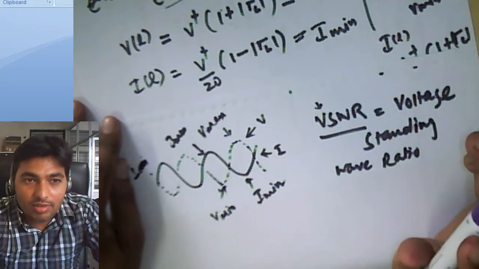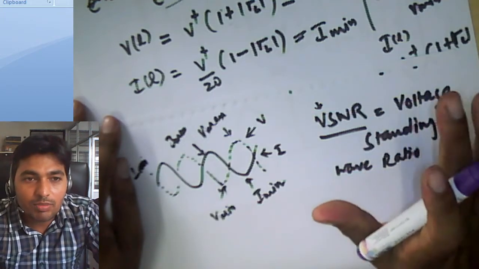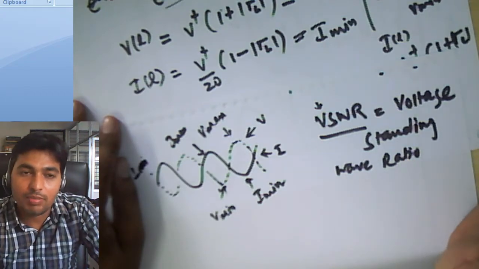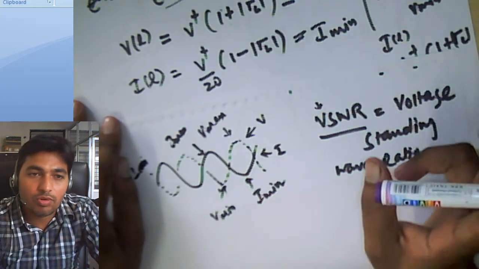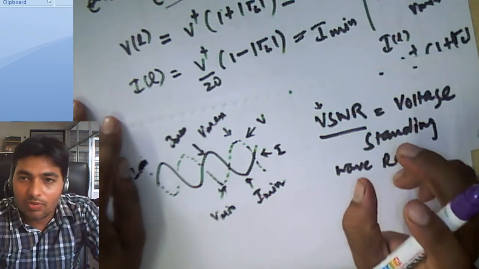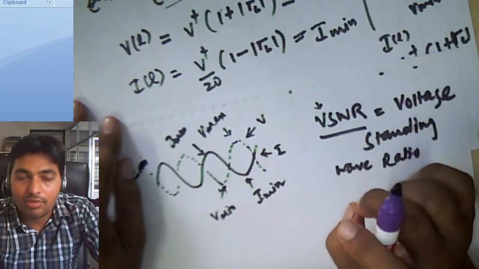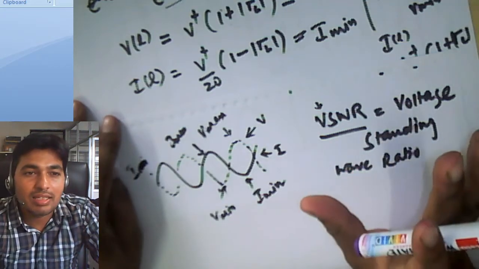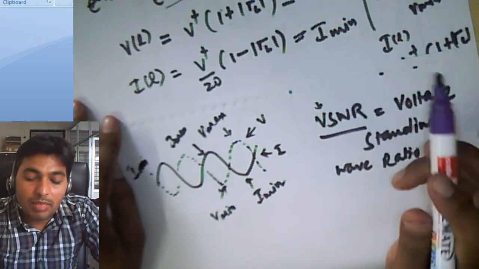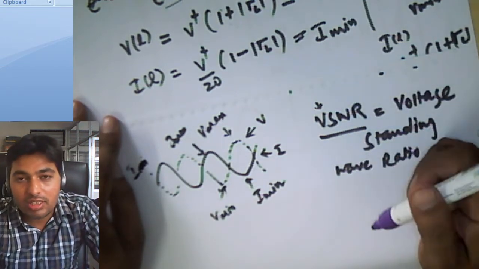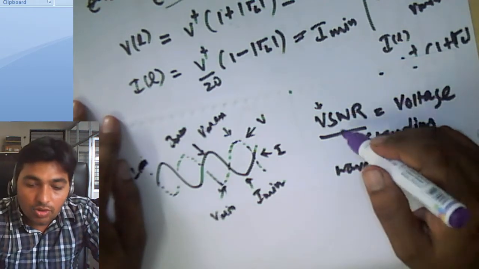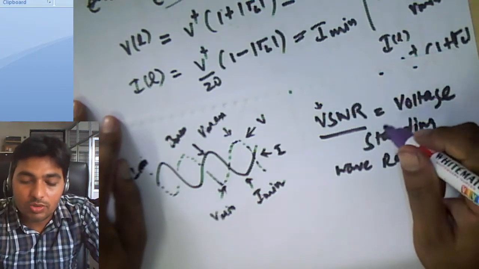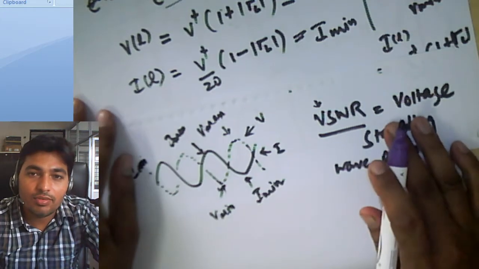So where will the standing wave pattern form? Whenever there is a mismatch in a load, there will be a reflected voltage and a forward voltage. The reflected and forward voltage will always add and form a standing wave. In a standing wave, there will now be maxima and minima. If we talk in terms of voltage, the ratio of maximum voltage divided by minimum voltage is called voltage standing wave ratio.